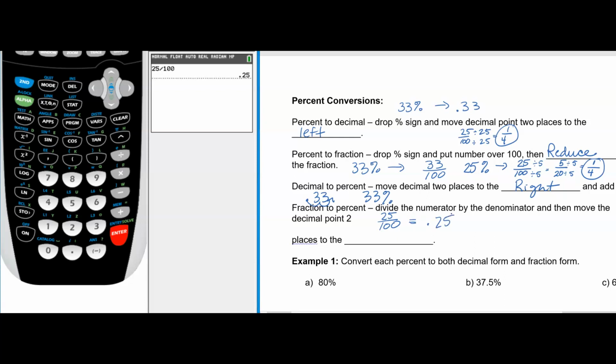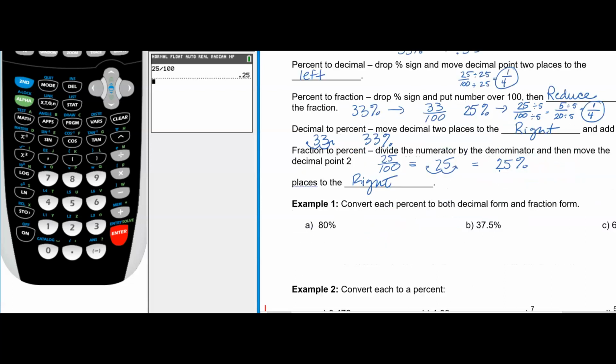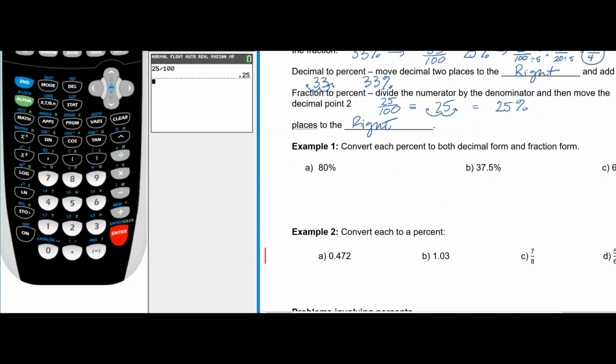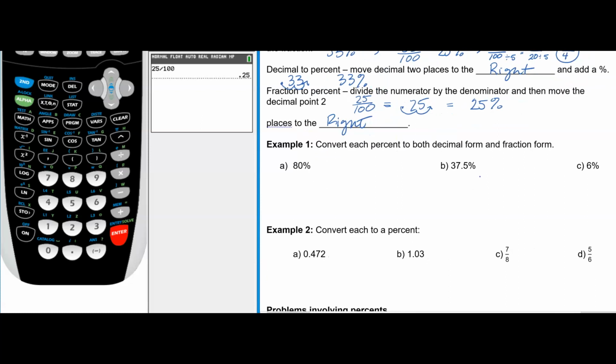And then we're going to do the same thing we did above. If we want to go decimal to percent, you're going to take that decimal and you're going to move it 2 spots to the right and add a percent sign. So 25%. Okay. So you're going to move 2 places to the right is what you're going to fill in for that blank there. Awesome. Okay, so let's do an example. So example 1, we're going to convert each percent to both decimal form and fraction.